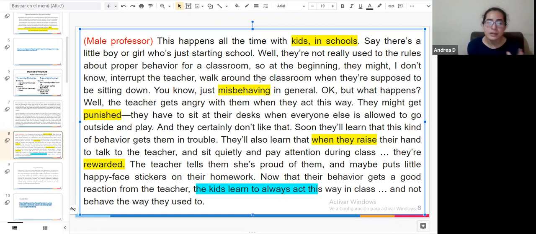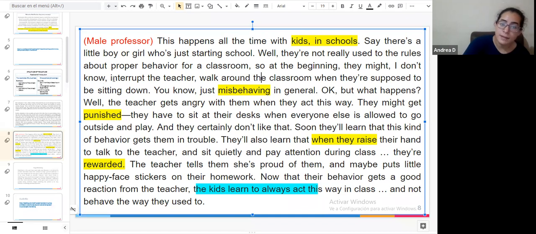So first of all, a little bit of context. What this example is about is kids in school. Maybe then the process, right? They behave poorly, then they get punished. They're rewarded when they behave properly, and finally they learn. So I'm highlighting those elements so that you can see that you have details, right?